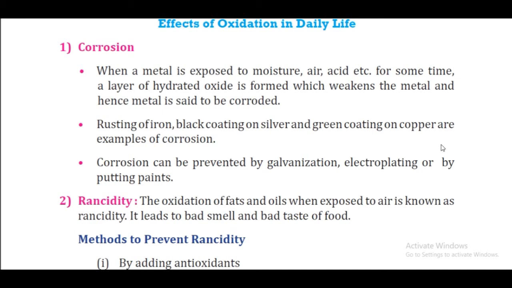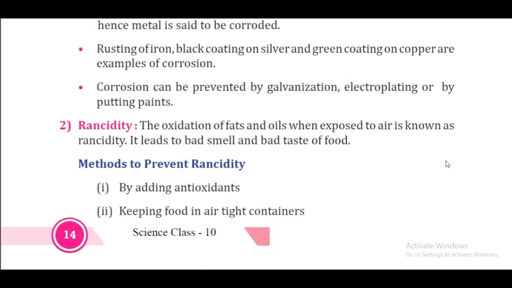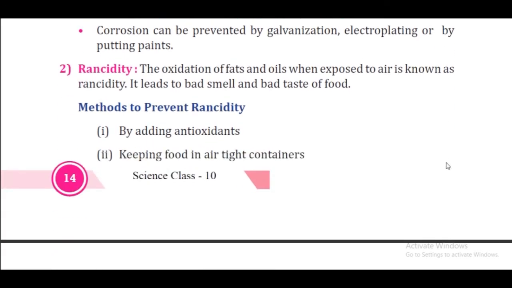Now we come to the third point. Corrosion can be prevented by galvanization, electroplating, or by putting paints. That is, these all help to break the contact of metal with the environment or air. And galvanization is the process of putting a layer of zinc over another metal. So now we come to rancidity.